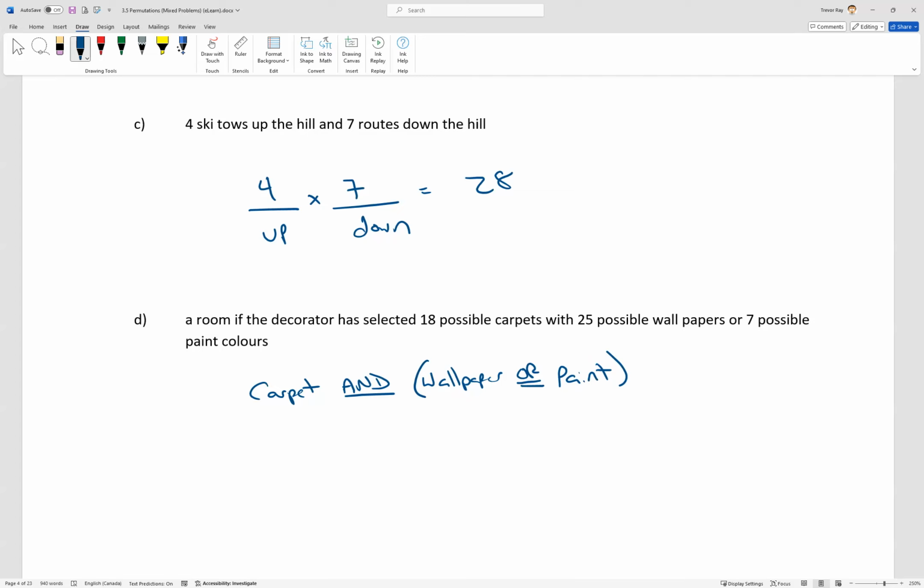So we have to choose a flooring. There's 18 ways that can happen. And we have to choose a wall covering or paint, I guess. There are 25 wallpapers and 7 paints. That's really just saying there are 32 possible ways of determining how the walls will look. So 18 times 32, whatever that ends up being in your calculator.